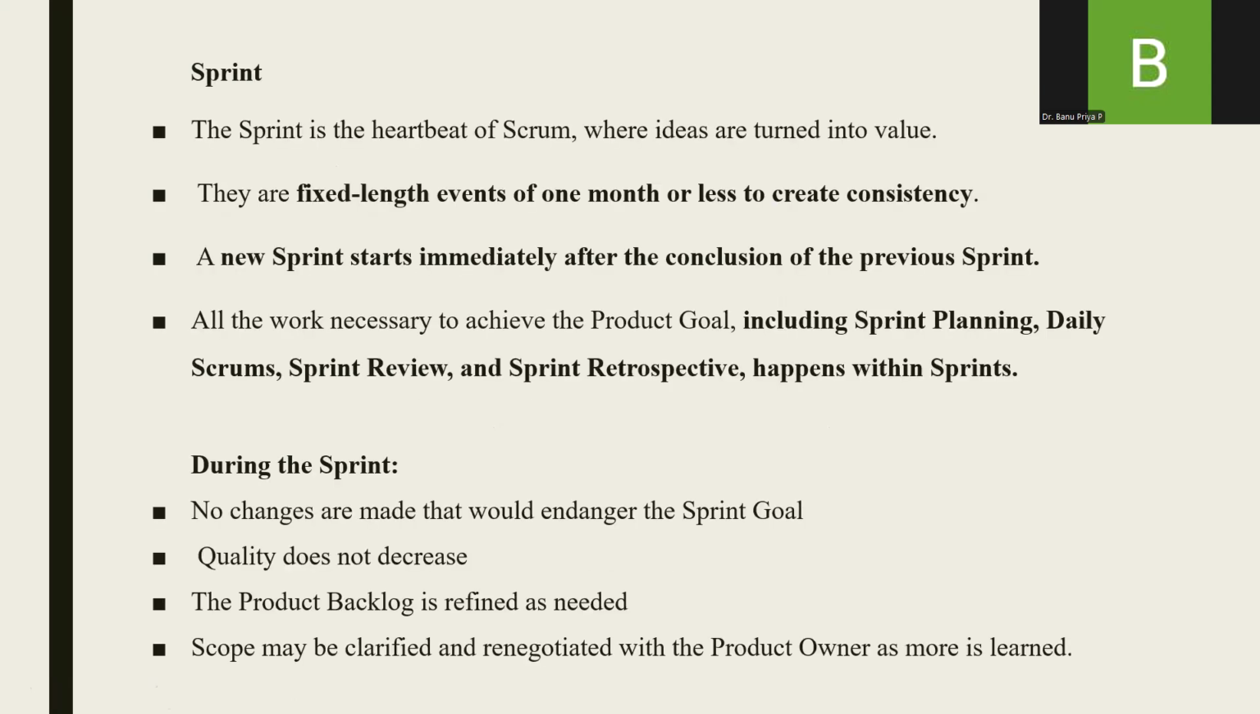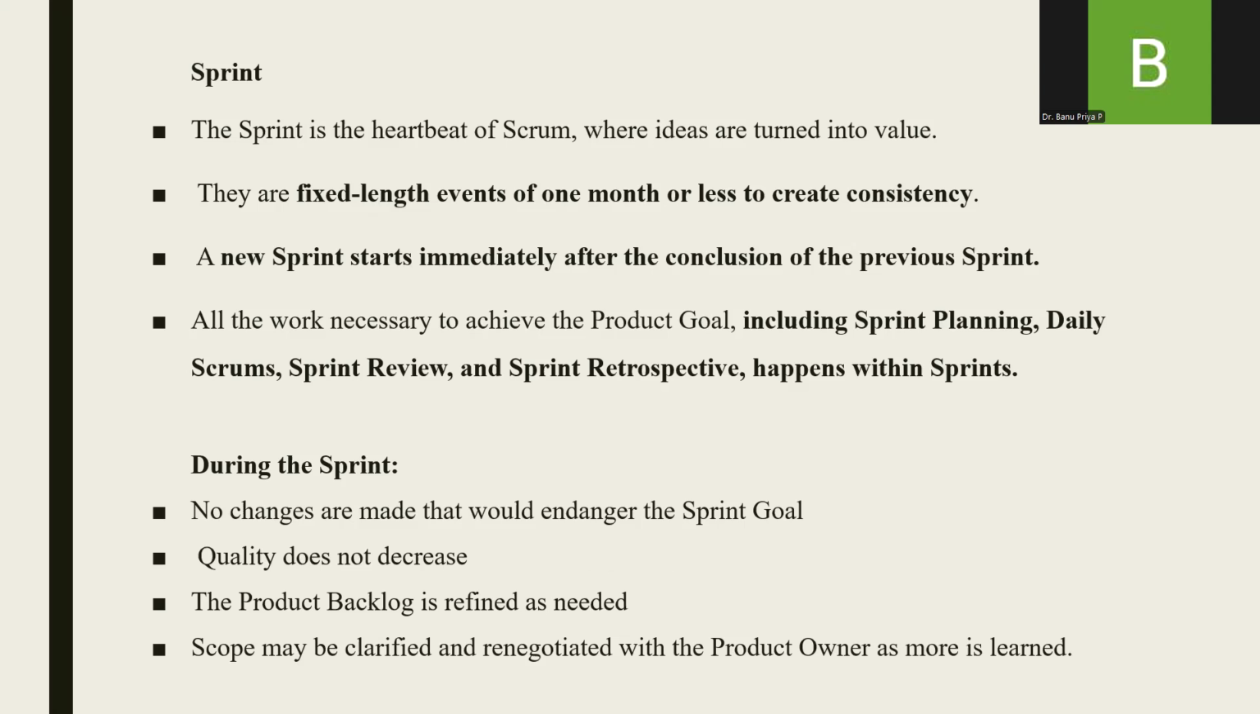Then who are the developers? Developers are the ones who are going to develop the complete project and will also be testing the product. I told you about the sprint. The timeline of a sprint is 1 to 4 weeks. The sprint is the heartbeat of Scrum, where ideas are turned into value. Sprints are fixed length events of 1 month or less, usually around 1 to 4 weeks. A new sprint starts immediately after the conclusion of the previous sprint.